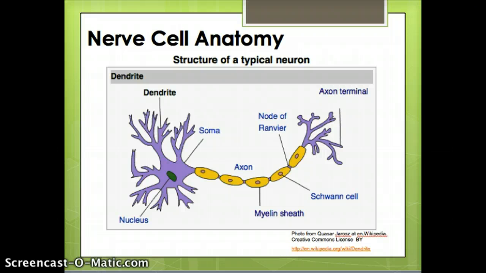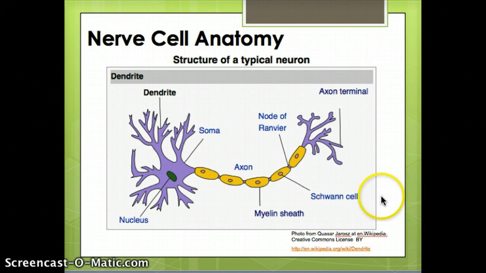Let's look at a nerve cell even deeper. This is the structure of a very typical neuron. Notice that it contains an area with the soma or cell body and dendrites. It has a nerve axon that contains a myelin sheath, and then it has an axon terminal which helps it communicate with other nerve cells.